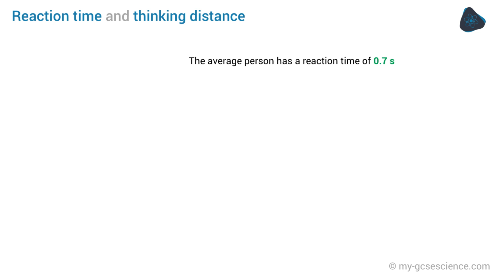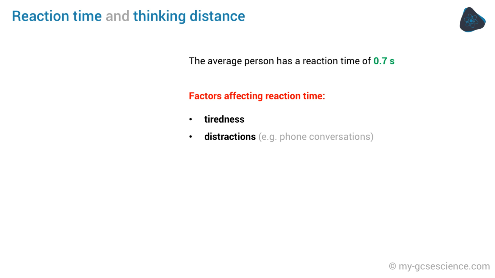The average person has a reaction time of about 0.7 seconds. Obviously, when driving, the more quickly we react to events on the road, the better. Our reaction time can increase if we're feeling tired, if we're distracted by, say, a phone conversation, if we've consumed alcohol, or if we've taken drugs. On this last point, remember that even some prescription and off-the-shelf medicines can make us feel drowsy.